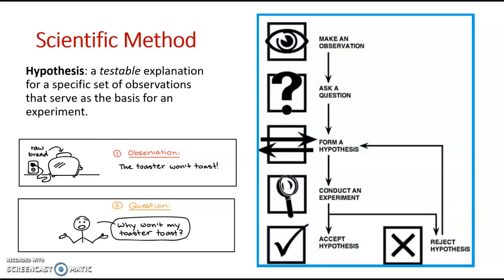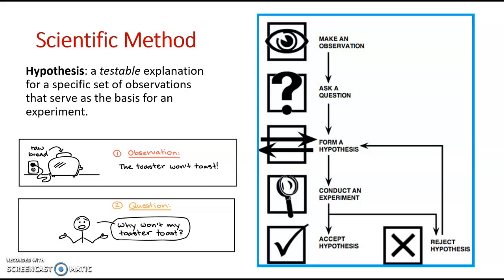And this is an example of the kind of cyclical nature of the scientific method, because that hypothesis was not supported by my data. My outlet worked, so I'm going to reject that hypothesis, and I'm going to go back to the drawing board and form a new hypothesis, because I still haven't answered the question, why won't my toaster work? So the scientific method is really not a one and done, that's not my answer, so I'm going to give up kind of scenario.